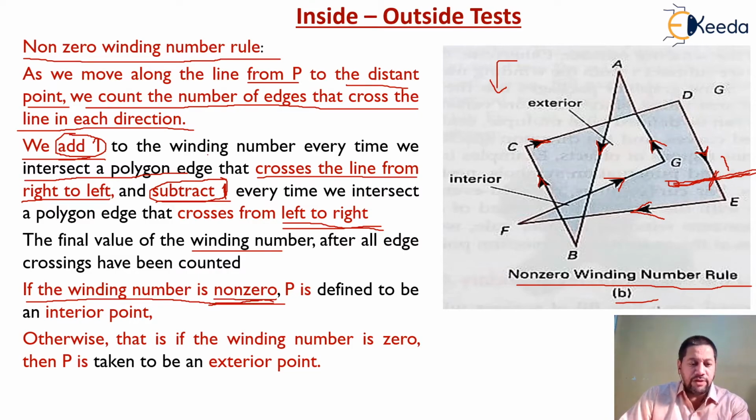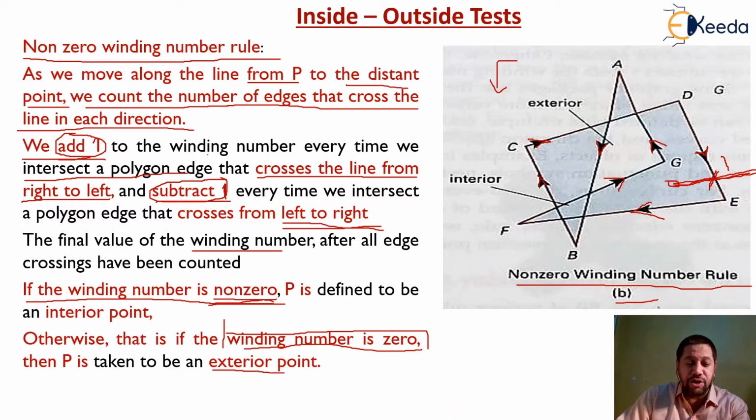Otherwise, that is if the winding number is 0, it indicates that P is an exterior point. If the winding number is 0, P is an exterior point.